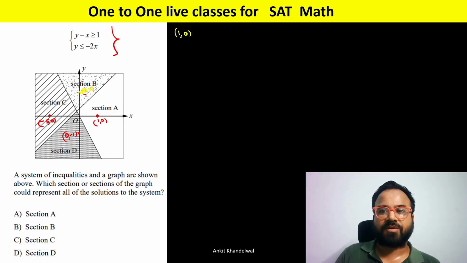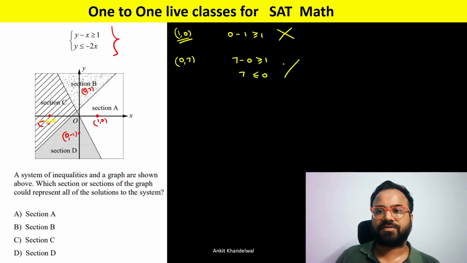So let's check with 1 comma 0. In the first inequality, in place of x we have to put 1 and y as 0. So 0 minus 1 greater than or equal to 1. So minus 1 is greater than or equal to 1, false. So section A is not satisfying the first one, so section A is not the answer. Let's check section B. 0 comma 7 we have taken as the point. If you put x as 0 and y as 7, 7 minus 0 greater than or equal to 1, yes, this is true. And in the second one, y as 7 and x as 0, so 7 is less than or equal to 0. No, this is false. So section B is also not the answer.